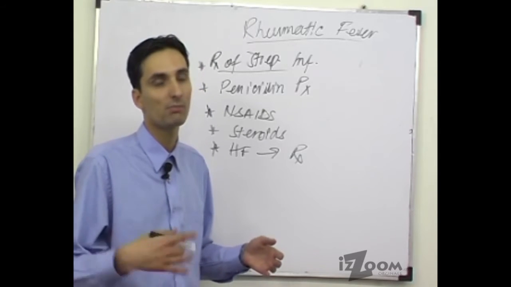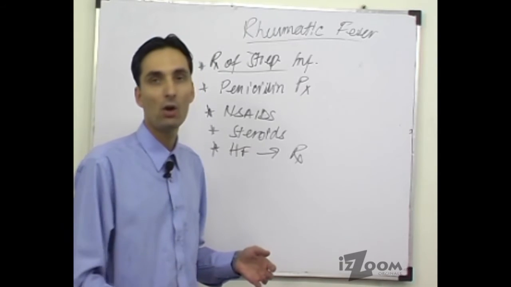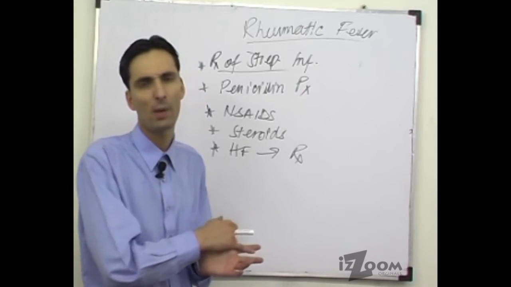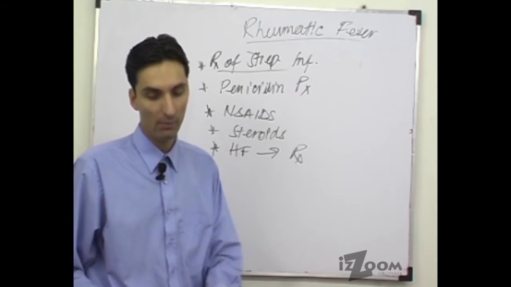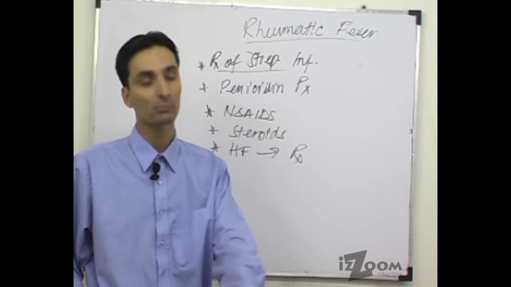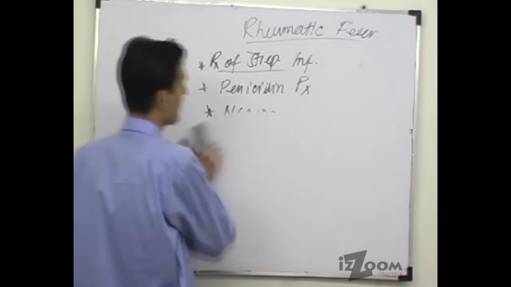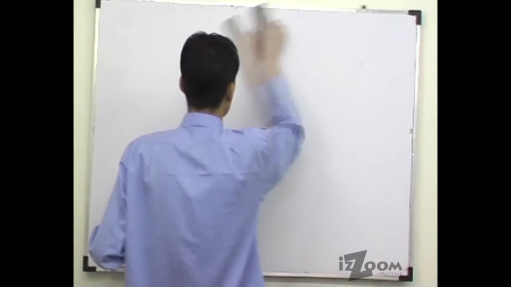with mitral valve stenosis, mitral valve regurgitation, aortic stenosis. They can present to you with tricuspid stenosis. They can present to you with any valvular involvement, but the most common is the mitral valve. So that is all about rheumatic fever and its treatment.